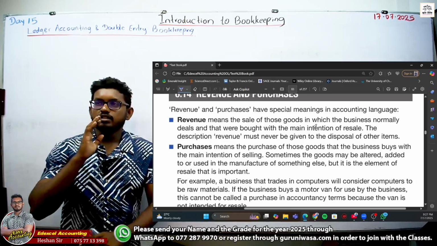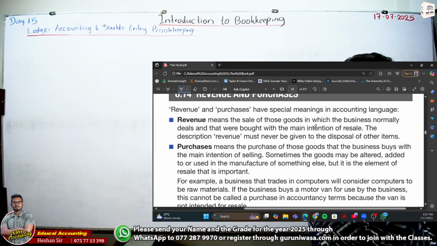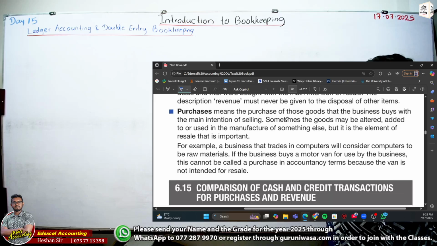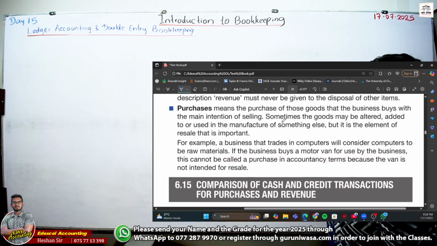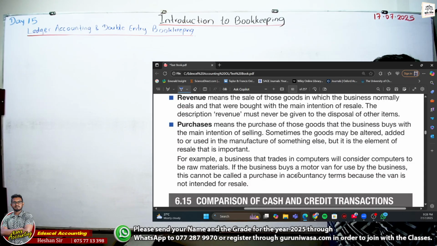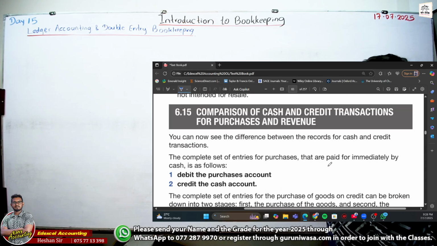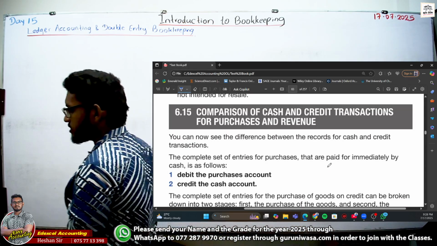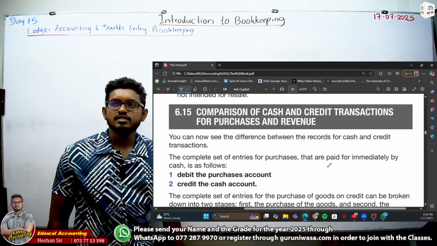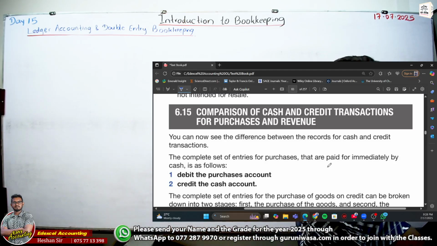I told you, in the purchase account we include only the things which we purchase for resale purposes. If we purchase something for usage purposes, for example a van, we can't record it under the purchase account. Only things related to the stocks are recorded there. Understand? Send me a thumbs up if it is clear to you. Right. Next one.